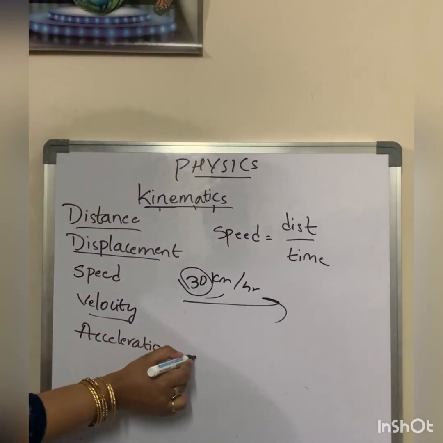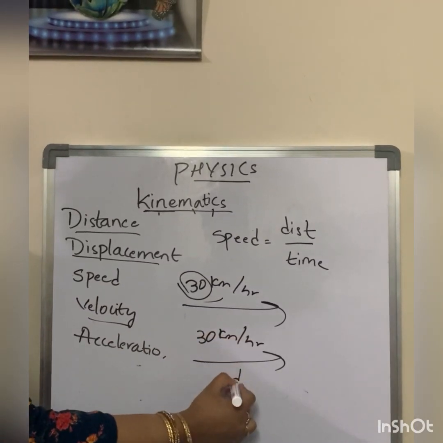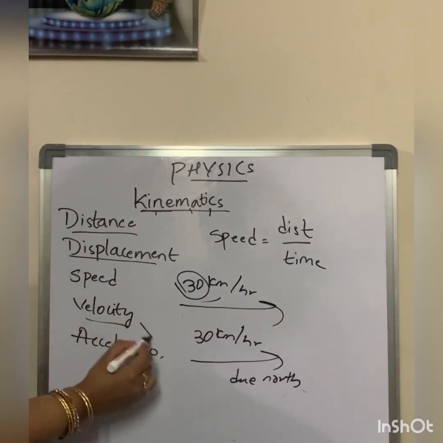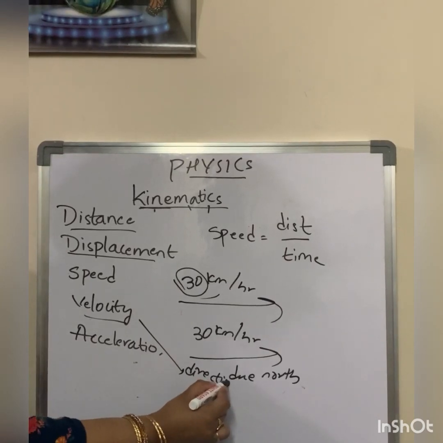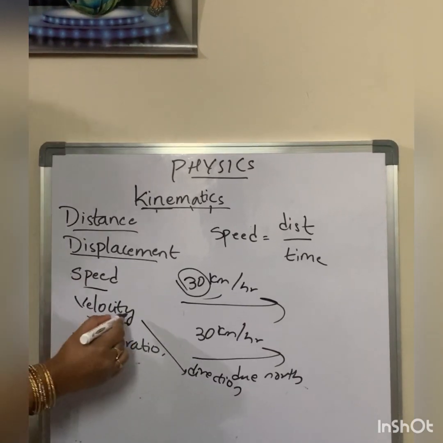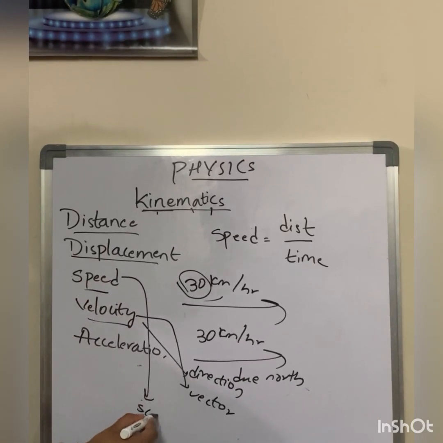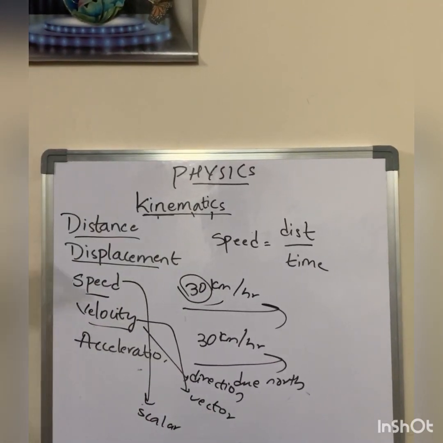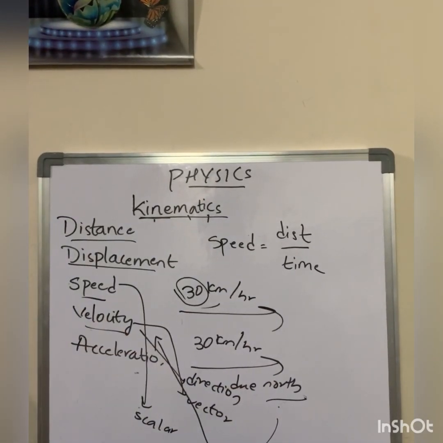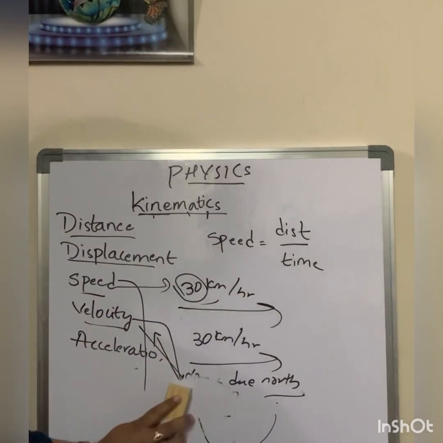A person is moving on his motorcycle with a speed of 30 km per hour due north. This is velocity. Whenever the direction is also mentioned, then it is velocity. Without direction, it is speed. That means velocity is a vector quantity, speed is a scalar quantity. So whenever they mention the direction, it is velocity. If they do not mention the direction, it is the speed. Okay. Next, coming to acceleration.